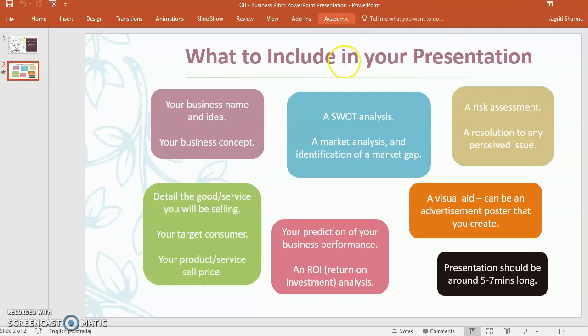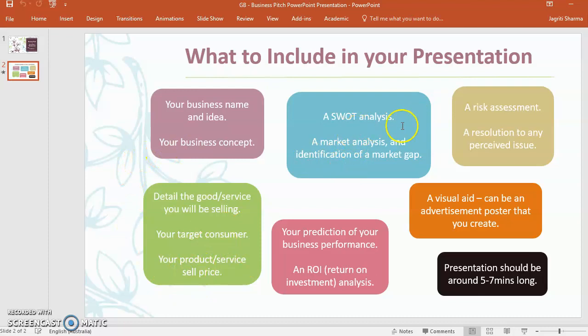Now, what needs to go in your presentation is your business name and idea, and your business concept. What are you going to sell? What is your idea of selling? What is your concept of the business? Again, detail the good or service you will be selling. So what is the product that you're going to sell? Who is your target customer? For your product or service, what's the selling price and what's the cost price? How much profit are you going to make?